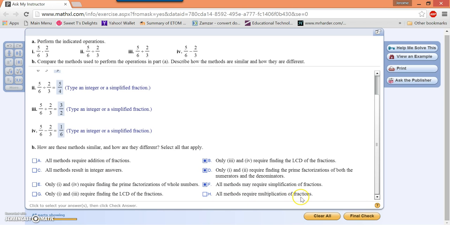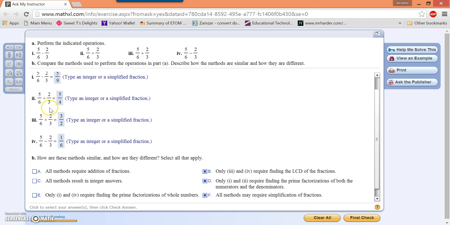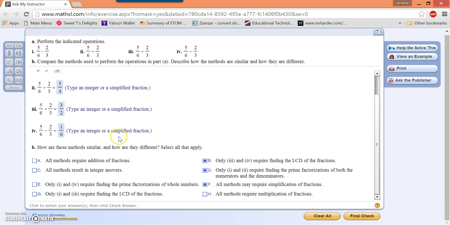All methods require multiplication of fractions. And that is true. We know 1 and 2 does, but 3 and 4 does also because remember, you have to find that common denominator. And once you find a common denominator, you're going to multiply these fractions that need to be changed by another fraction. For example, we know both of these denominators are supposed to be 6. We will have to multiply this fraction by 2 over 2, which is a fraction. And the same thing for number 4. So H is also an answer.